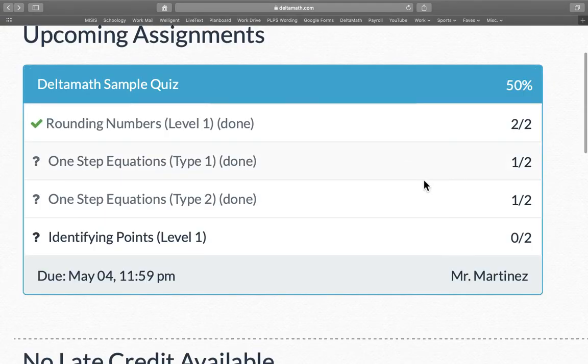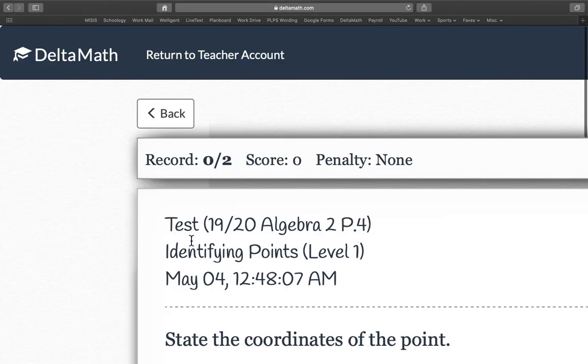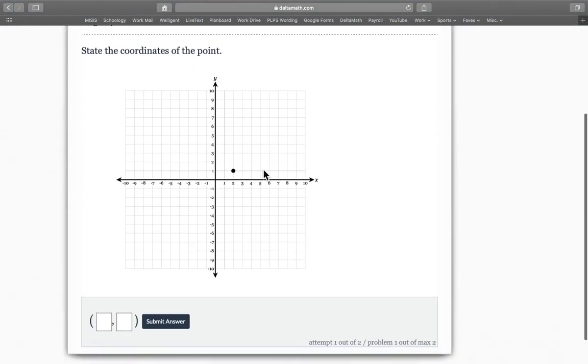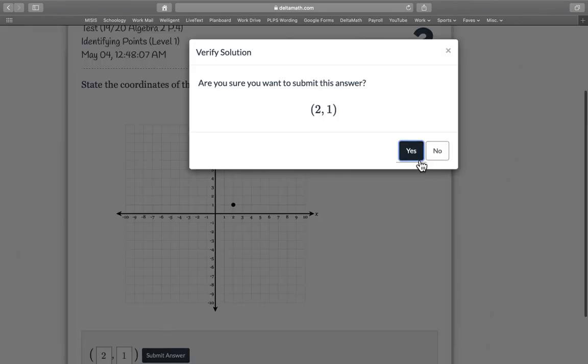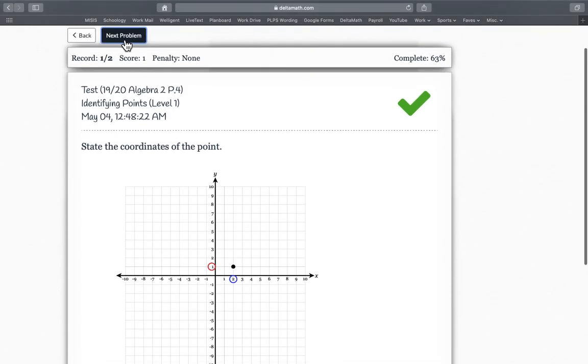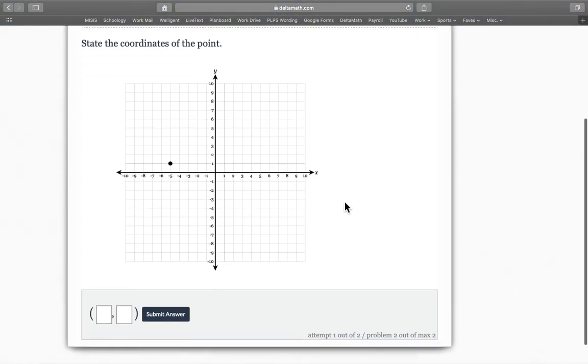I go back, right? So now my score is up to 50%. I have to do one more section. I go here, all right? This one says identify points. So this point is 2, comma 1. So that's 2, comma 1. Submit answer. I hit yes. Perfect, I got it. I go to the next problem here.